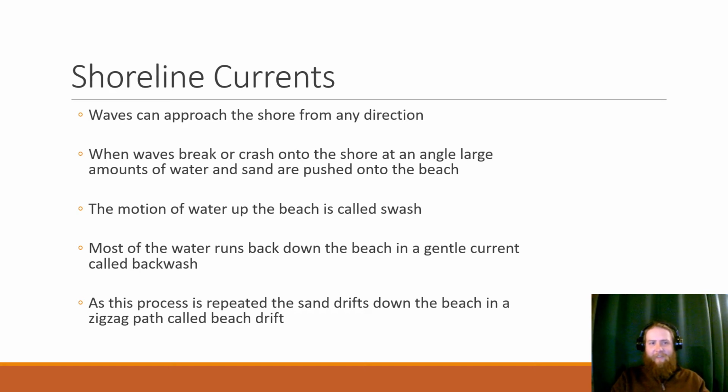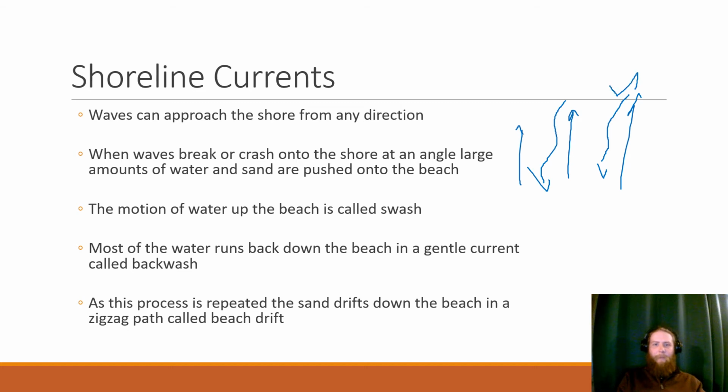All right, shoreline currents. Waves can approach the shore from any direction. When waves break or crash onto the shore at an angle, large amounts of water and sand are pushed onto the beach. The motion of water up the beach is called swash. And then most of the water runs back down the beach in a gentle current called backwash. As this process is repeated, the sand drifts down the beach in a zigzag pattern called beach drift, as it's pushed up and then slowly taken back, pushed up, slowly taken back, and so forth.